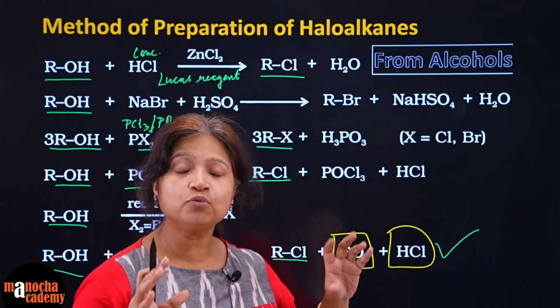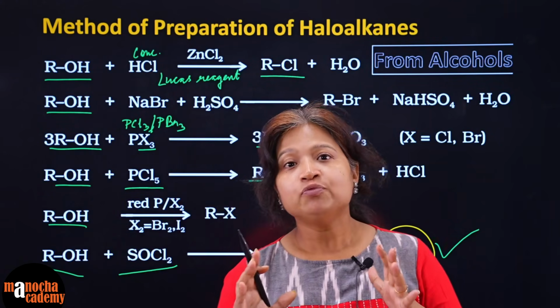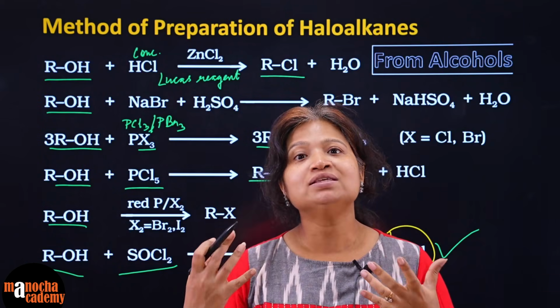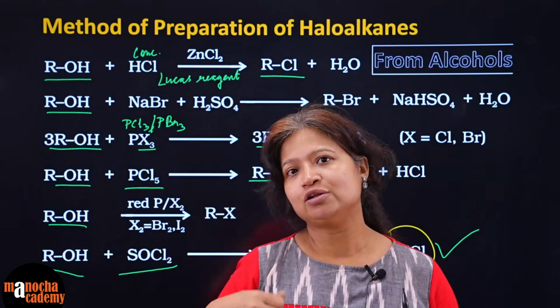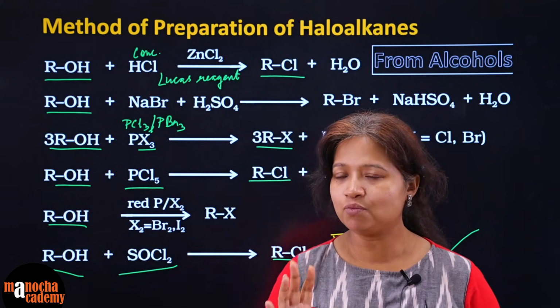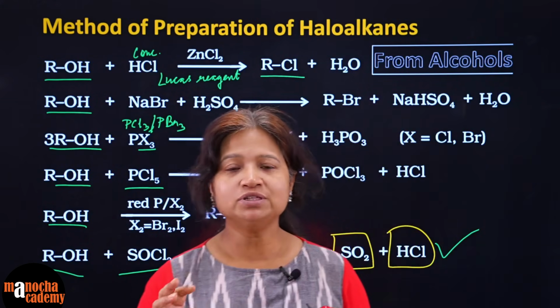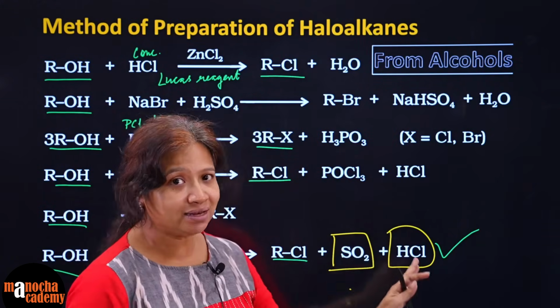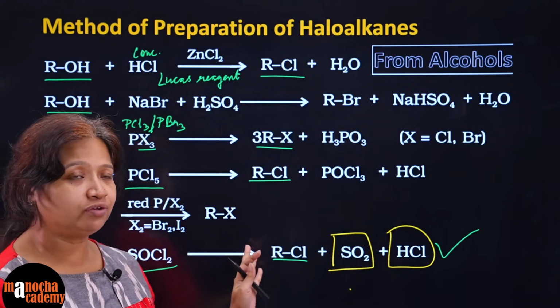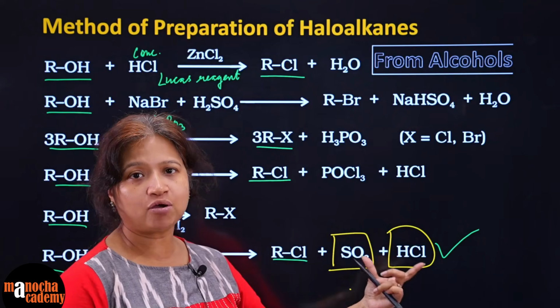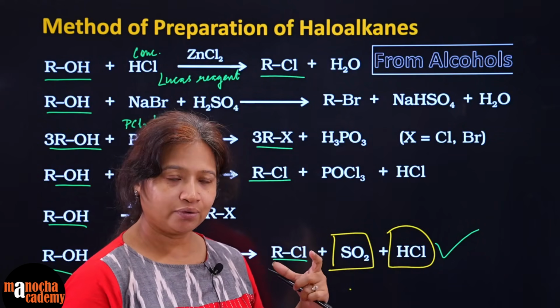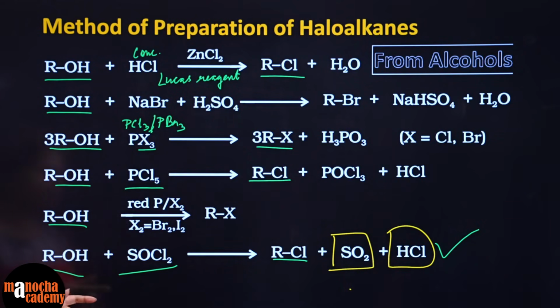So when I said which we prefer, it means productivity is high, and the difficulty of getting the pure product is also less. So I gave you the reason. One is the byproducts formed are gases which can escape easily, accordingly the equilibrium will lie more to the right, and separation of the chloroalkane from the byproduct also becomes easier. Okay, so this is the most preferred method.